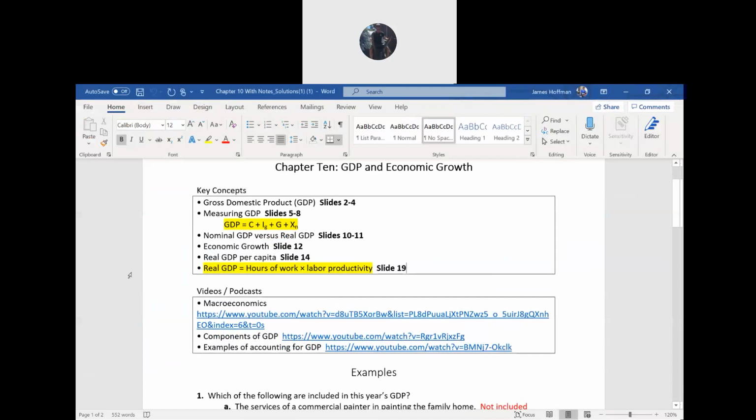Okay, so GDP, how we measure GDP with the expenditures approach, what nominal and per capita means, and then economic growth is an increase in GDP over time. And then we have the productivity approach, where to increase GDP, you either need to have more hours worked or increase the productivity of those hours, or both.